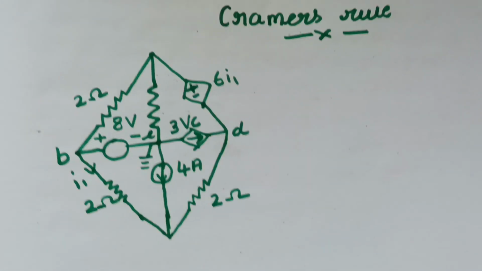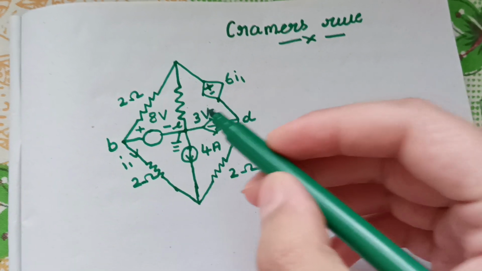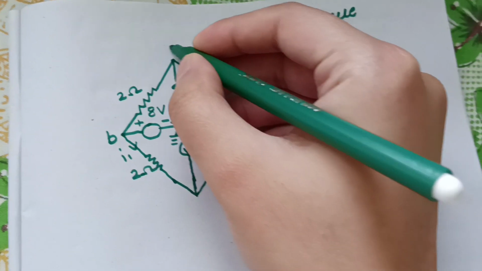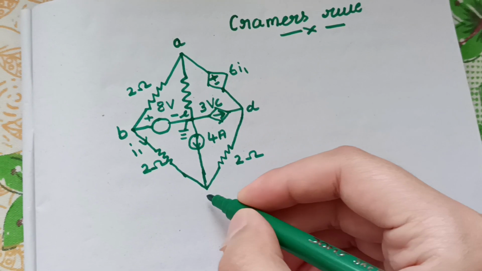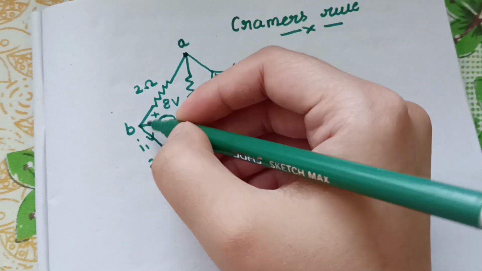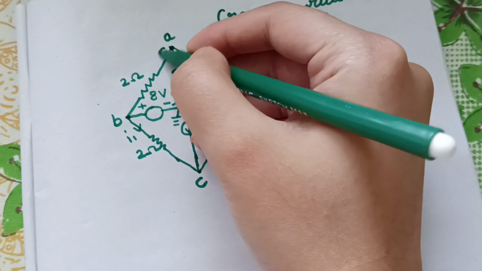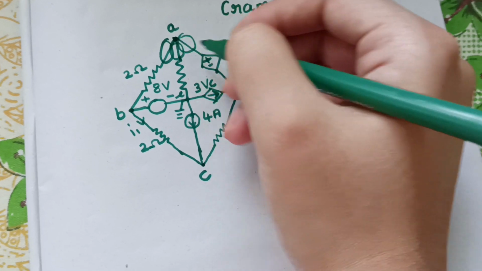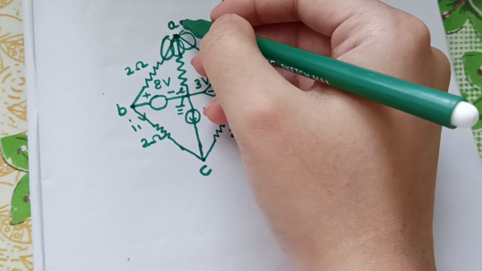So in this particular problem, you can see that there are four nodes, right? I'll take this as A. So this is one node, one node and one node. Why are these nodes? Because this point, the end of this resistance, the start of this resistance, and the positive of this dependent source are joining, connecting at A.